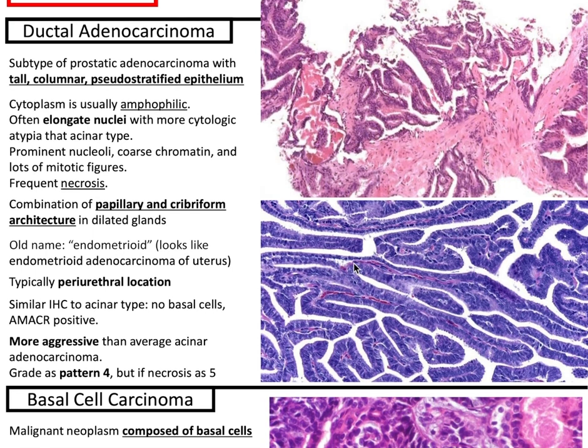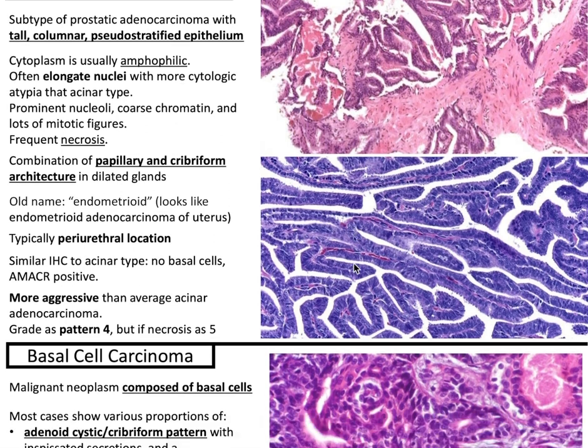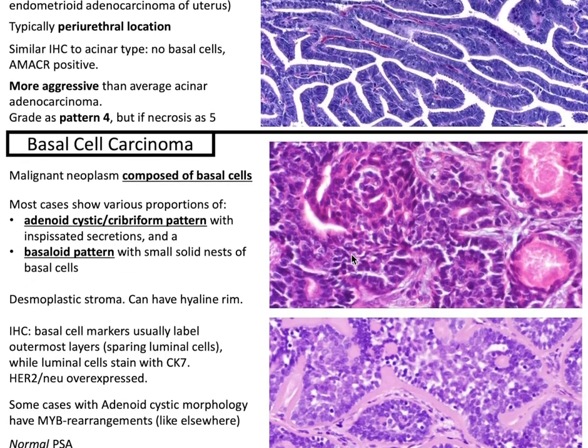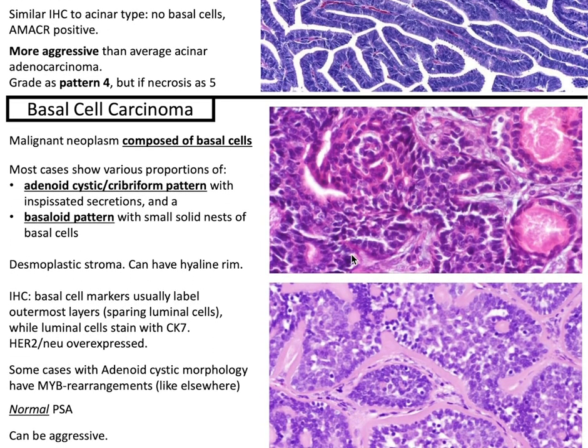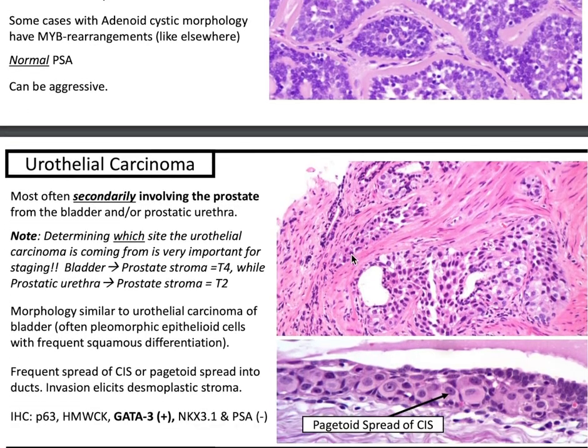You'll have elongated nuclei, papillary cribriform architecture, typically in the periurethral region, more aggressive than your average acinar, and so graded as pattern 4. If there's necrosis, it's 5. Basal cell carcinoma, it's composed of basal cells. It can have an adenoid cystic cribriform pattern and a basaloid pattern. PSA is normal, but it can be aggressive.